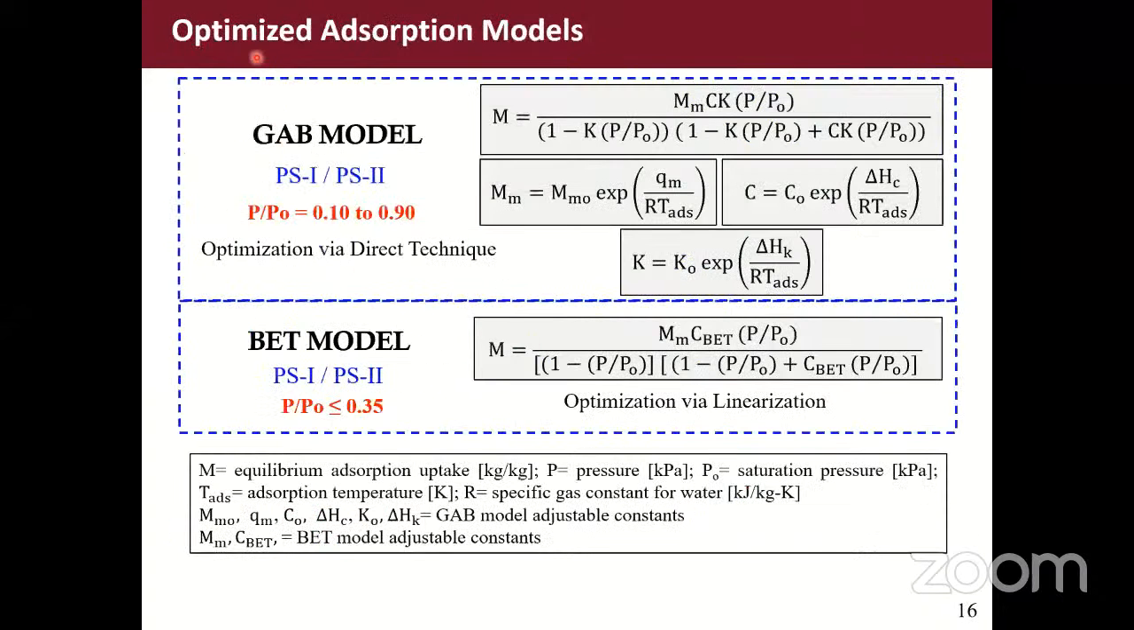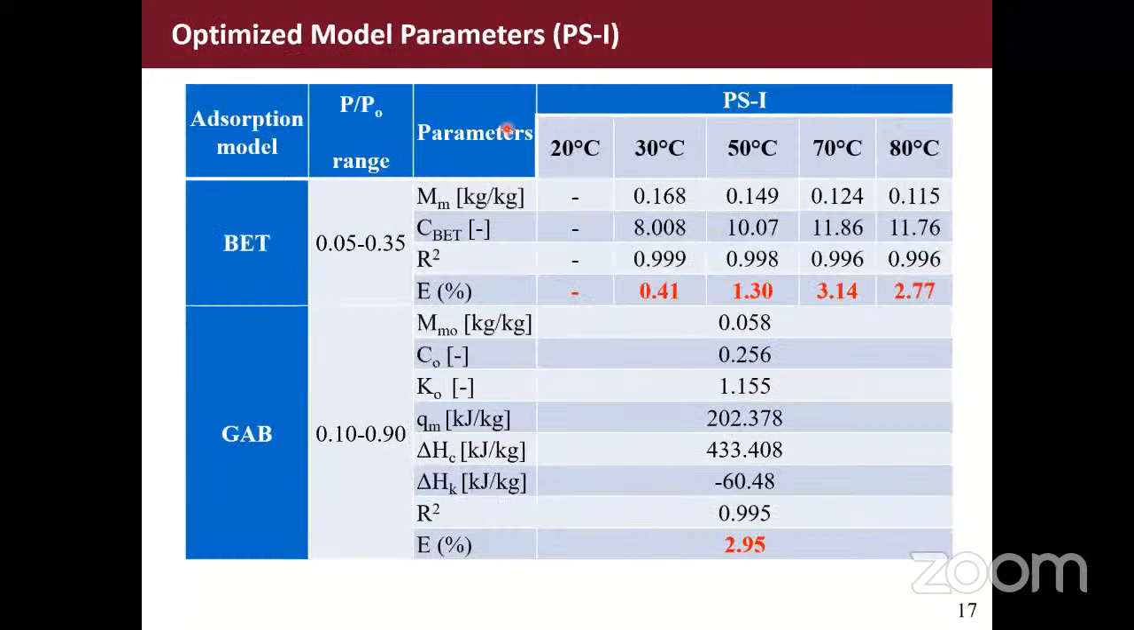Then we model this absorption isotherm data. We have been using the GAB model for the relative pressure range of 0.1 to 0.9, whereas for the relative pressure from 0 to 0.35, we usually use the BET model. These are the equations for each model. The models can be used to represent the absorption equilibrium data. Here, these are the optimized model parameters, for example for PS1. We usually measure the values of each parameter of the model, like the BET or GAB model. For each parameter, we measure the values at different regeneration temperatures, and in the GAB model, this can be represented for all temperatures.